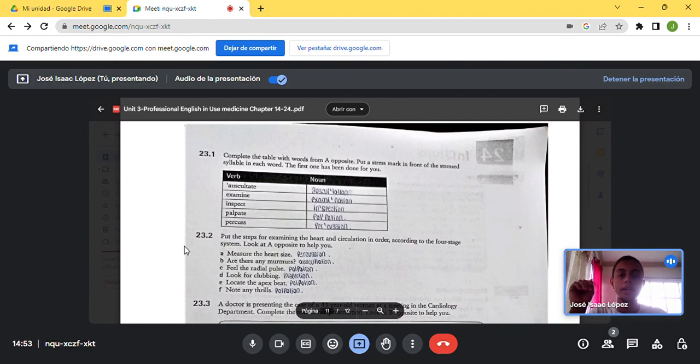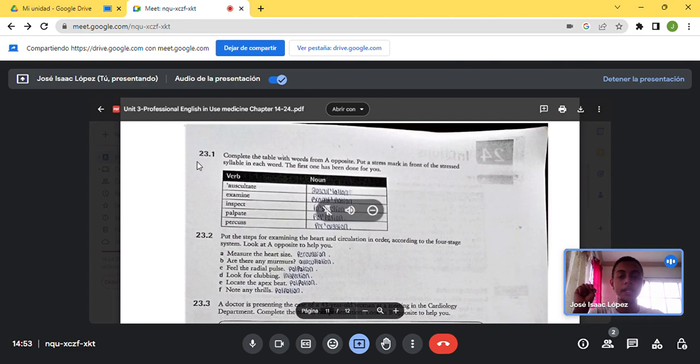Today I'm going to show you this exercise related to the heart and circulation topic. Let's begin. In this unit we can see around three exercises to do, and apart from that, we have the "Over to you" section. In exercise 23.1, we have two columns, a left column and a right column. In the left column we have the verb, and in the right column we have the noun.